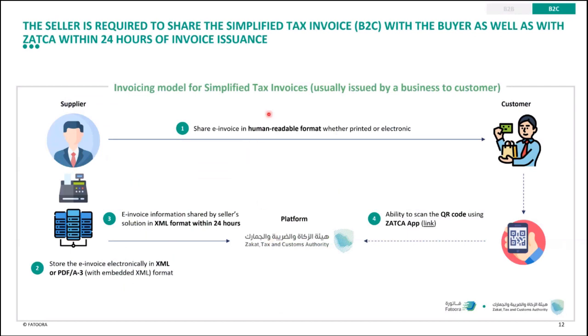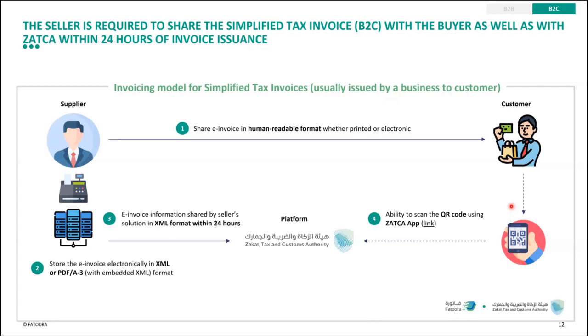Now, when it comes to B2C or the simplified invoice, the difference here is that the supplier can share the invoice in a human-readable format immediately with the customer. They don't need to share it in real time with ZATCA, or they don't need to clear it. So they have to share it in a human-readable format with the format that we have specified, and they have to store that in the same format that they have generated. And then they're going to have a grace period of 24 hours to share said generated invoice with the ZATCA platform. Of course, similarly, the customer will also have the ability to scan the QR code that is printed on the invoice, and they can validate whether this is a ZATCA compliant invoice or not.